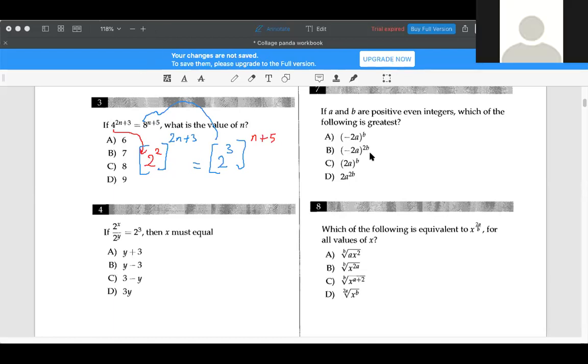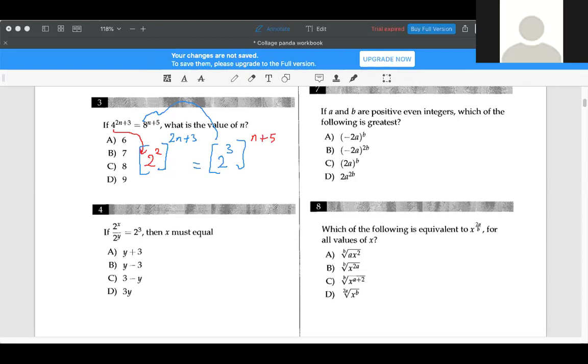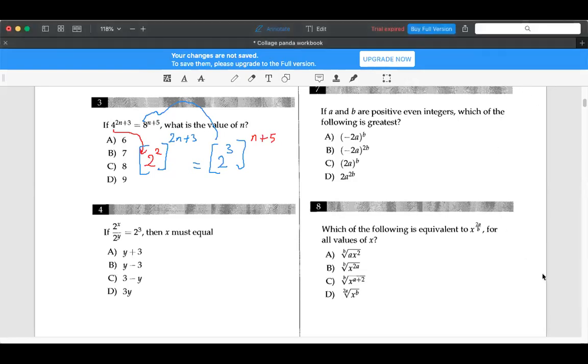Remember the power of power rule? How was the power of power rule? You multiply the two powers. Yeah, product of the powers, which means 2 times 2n and 2 times 3, to the power of 2 times 2n plus 3. Do not forget this parenthesis. So we are multiplying the whole: 2 times 3 times n plus 5.